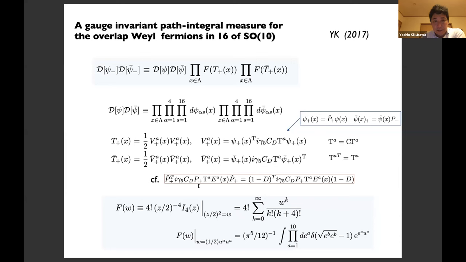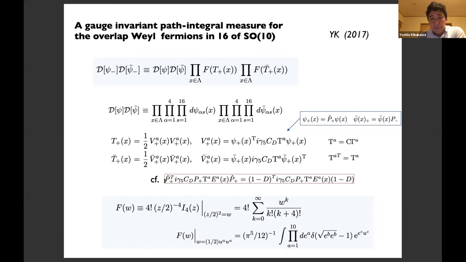But we do not do this, because if you insert P plus here, you can show that this is this operator here. Since we have a right-handed field, we have a projection to the right-handed fermions, P plus and P plus transpose. And if we have a P plus here, you can show this relation, and you have a 1 minus D factor. This implies that this factor projects out the eigenmode of the Dirac operator with eigenvalue plus 1, so the species doublers are projected out by this operator. And this type of operator has a good chiral property under the chiral transformation defined with the Ginsparg-Wilson relation.